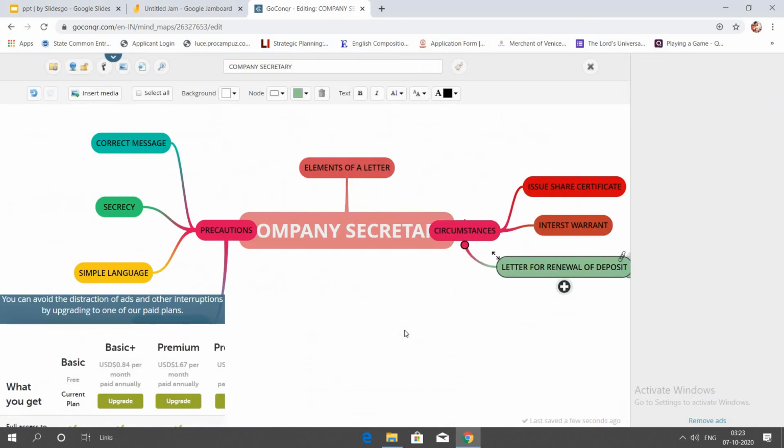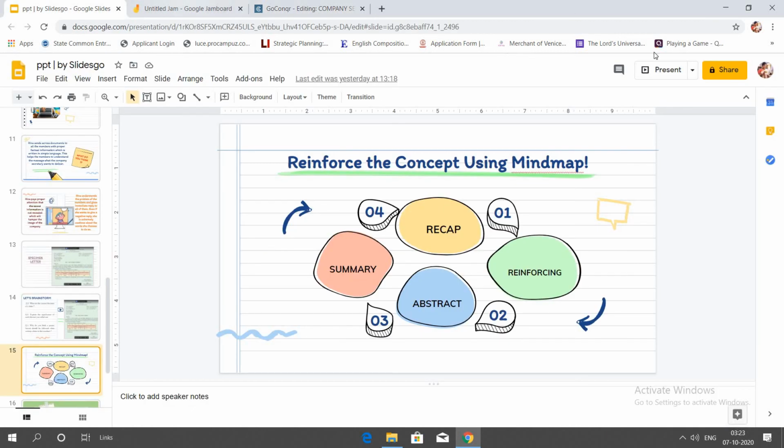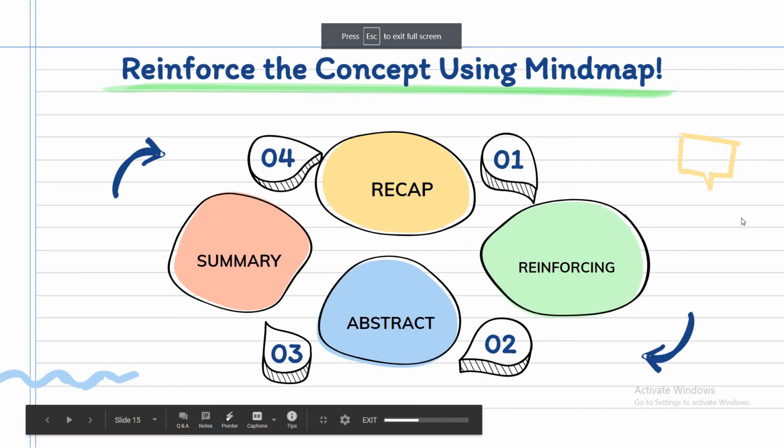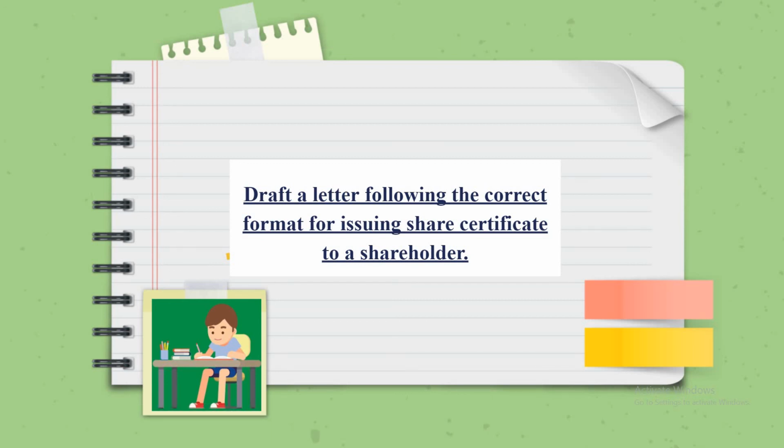So I'm really happy that all my students were able to come up with such great pointers for today's lecture. So it's time for me to give you some home assignment. The home assignment for today is you need to draft a letter following the correct format for issuing share certificate to a shareholder. I have not taught you the correct format till now, but I hope that all the elements which are essential to write a business letter is clear to all of you. I want to see how you create or draft a letter with correct message, simple language, which vocabularies do you choose in order to write your business letter.